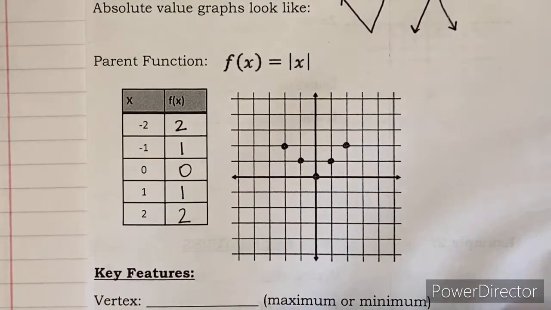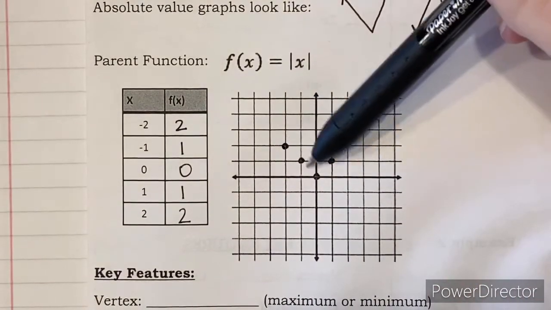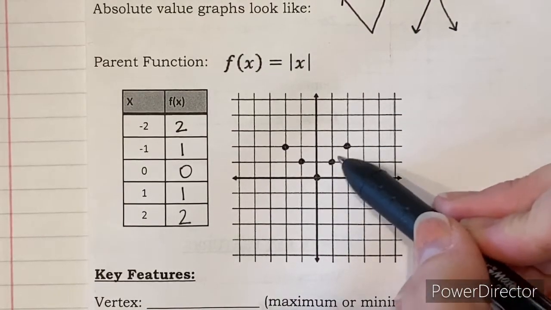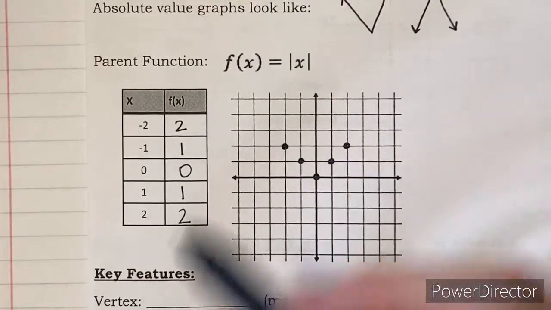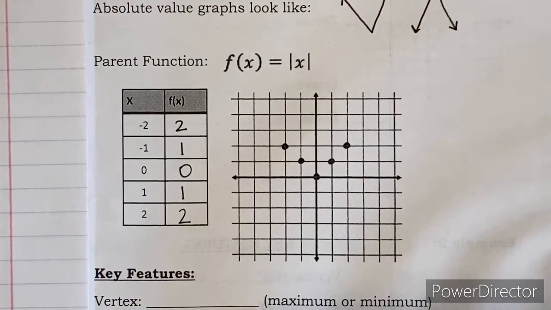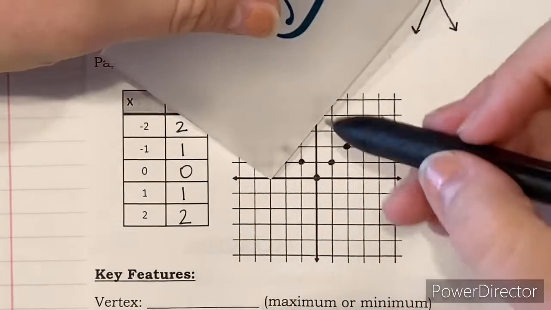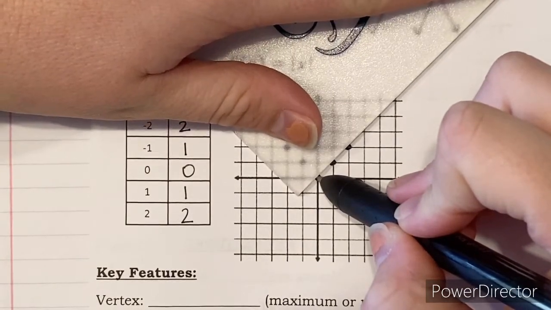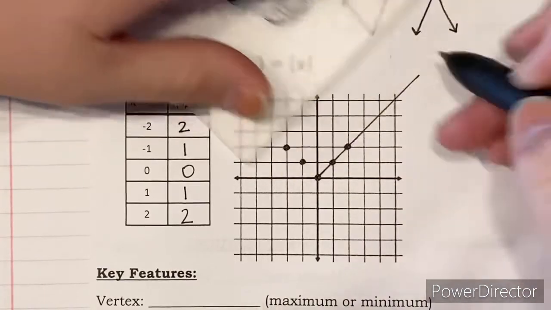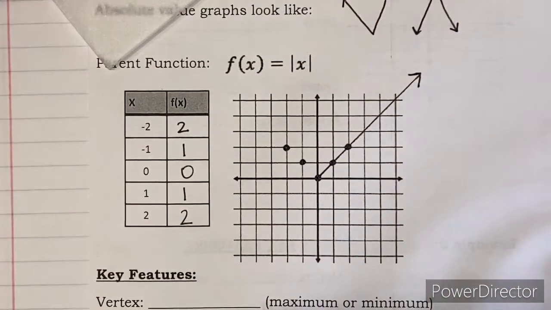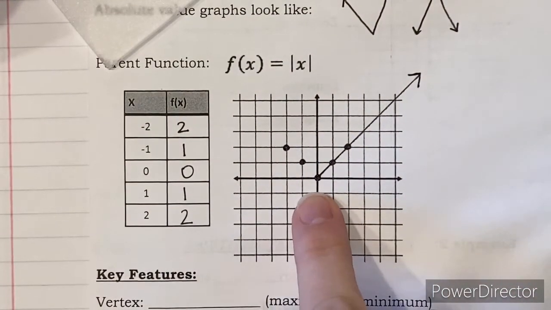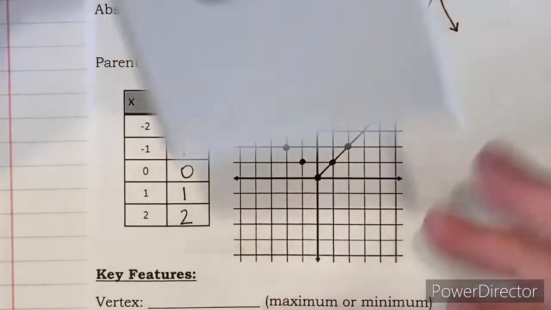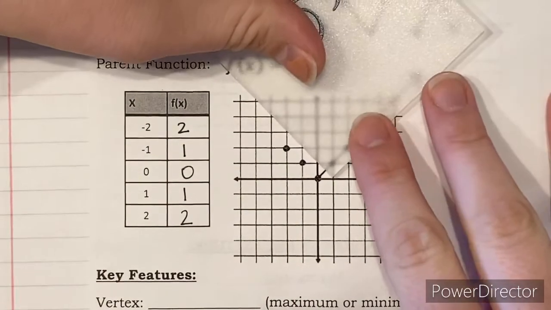And if we wanted to, we could keep going. You can already see the shape that this graph is making. We could continue placing these points, but we have enough to make a graph. So take a straight edge and draw a straight line from the dots. When I'm drawing absolute value graphs, I always start at the vertex, or the middle point of the graph. So go to the middle of the V and then draw your graph.